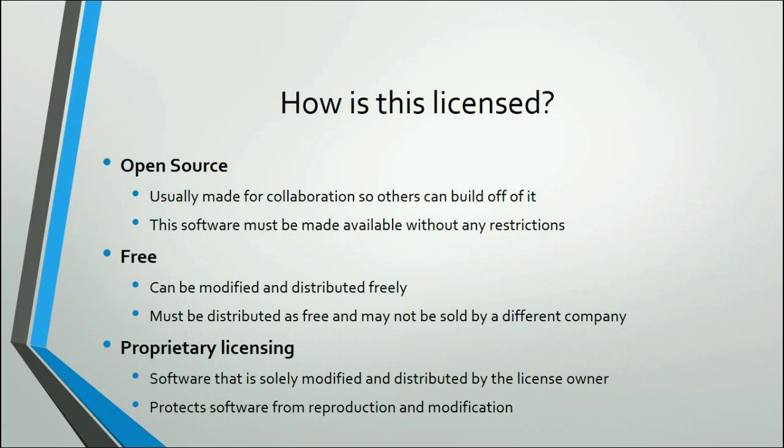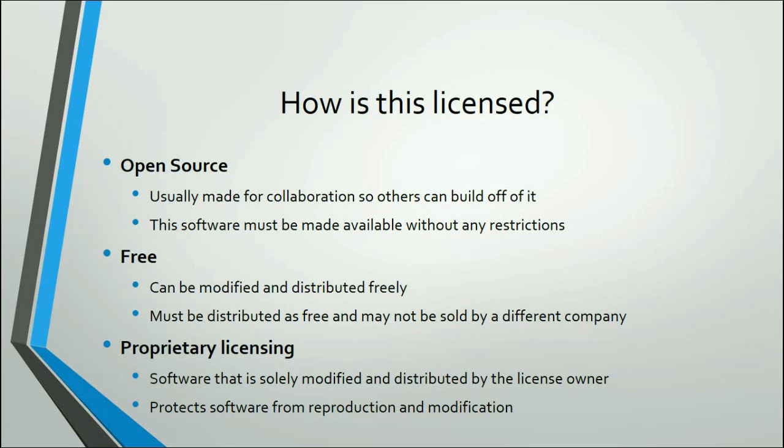Now, knowing how software is licensed is very important so that your company doesn't run into legal issues in the future. So, there are three types of licenses that software can have. Firstly, open source licenses. An open source license is generally obtained for software that someone wants others to build off of. The software must be offered without any restrictions on what users can access, which allows for easy modification of the software. Then there's free software.